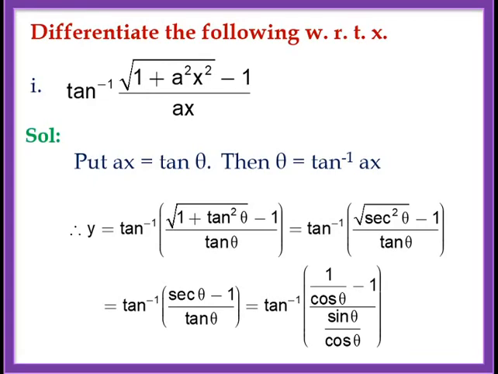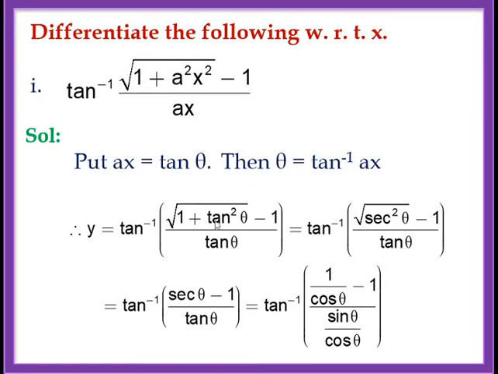Differentiate the following with respect to x. First one, tan inverse of (root of 1 plus a square x square minus 1) upon ax. Clearly, we have to put ax equal to tan theta. So that what is theta? Tan inverse ax. Substitute, you will get y equal to tan inverse (root 1 plus tan square theta minus 1) upon tan theta. See, I have omitted one step, taking that common. In fact, no, I'm sorry, ax is tan theta.